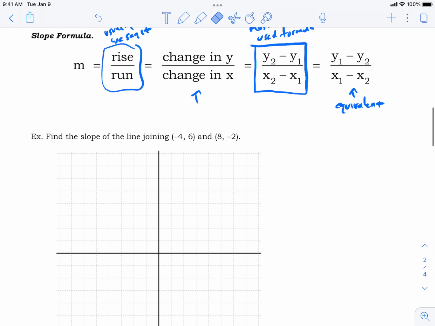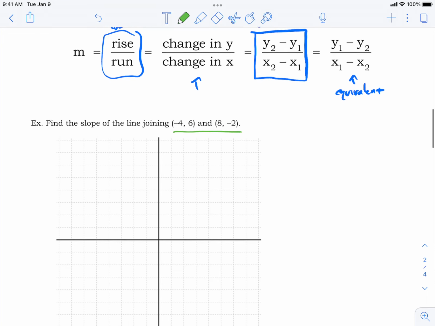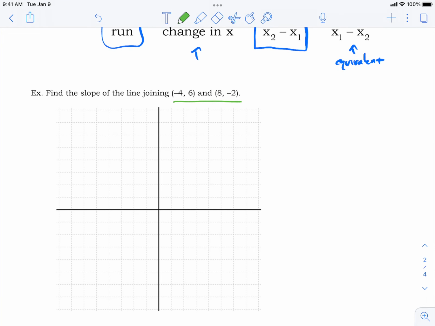So here's a nice one, and I think I'll sketch this one. We have these 2 points, and they're nice points. And when they have nice points, often you can sort of bypass the formulas and just get it from the graph. Negative 4, 6. 1, 2, 3, 4 to the left. 1, 2, 3, 4, 5, 6 up. That puts me there. Negative 4, 6. Okay. 8, negative 2. Come to the right by 8. Down by 2. That's over here someplace.